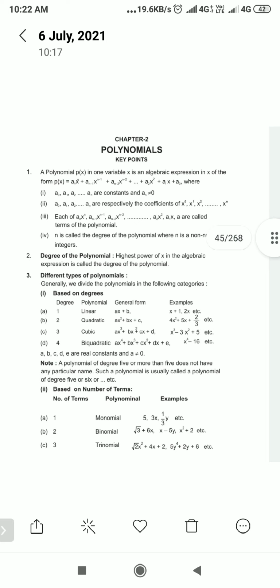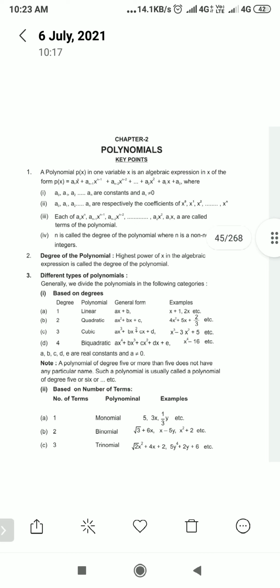Next is classification of polynomials. You can divide the polynomials on the basis of degree and on the basis of number of terms. If we talk about degree, the polynomial can be categorized as linear. A linear polynomial is a polynomial of degree 1. For example, x plus 1, 2x.